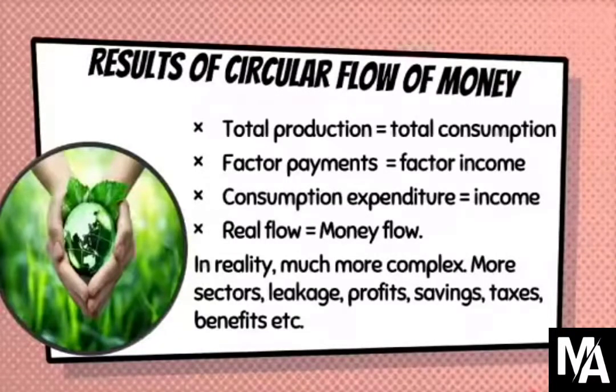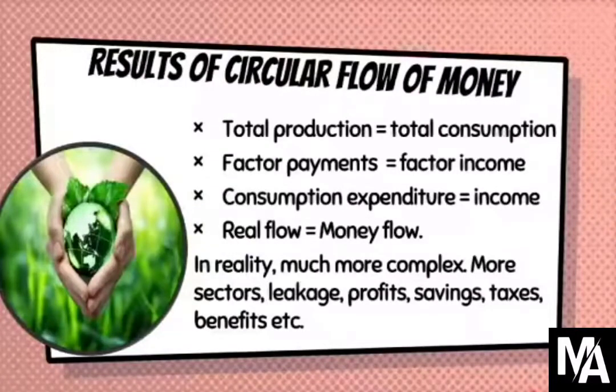This is very, very easy to understand. The business or the firms pay factor payments to the households, and that is basically the income of the farmer or the household sector. In the same way, you can also understand that consumption expenditure made by the households on using finished goods and services is exactly the income of the firms. So one sector's income is the other sector's payment, and one sector's expenditure is the other sector's income. And then finally, real flow, or the flow of goods and services, is equal to the value of money flow.